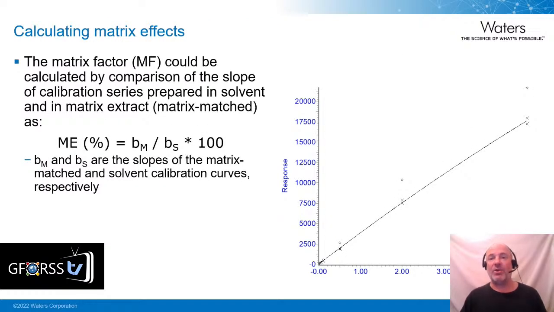So the matrix factor could be calculated by a comparison of the slope of the calibration series prepared in the solvent and in the blank extract. So we can see on the right hand side we have two graphs. We have one graph with a line through it, which is prepared in matrix, and then we have the other graph which has no line through it, which is prepared in solvent. And we look at the slope of those two graphs to give us the matrix effect. But just as a reminder, this is not part of this regulation, but it would be good practice to assess the matrix effects regardless.